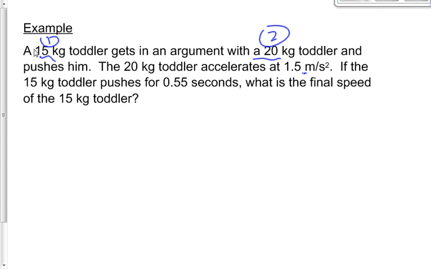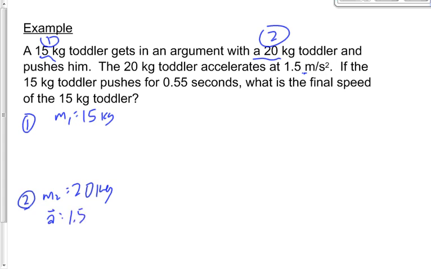Let's write down some givens here. First, for toddler number 1, the mass is 15 kilograms. Let's say mass number 2 is 20 kilograms. Let's say that acceleration number 2 is 1.5 meters per second squared, because that's what we're told. We want to find the final speed of the first toddler. And finally, we know that toddler number 1 pushes on number 2 for 0.55 seconds.